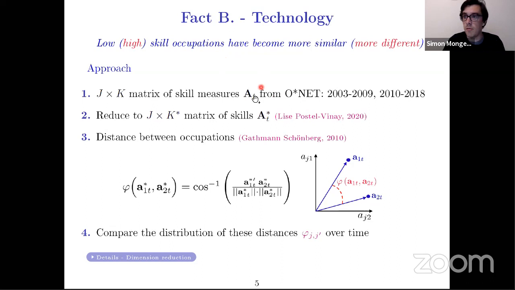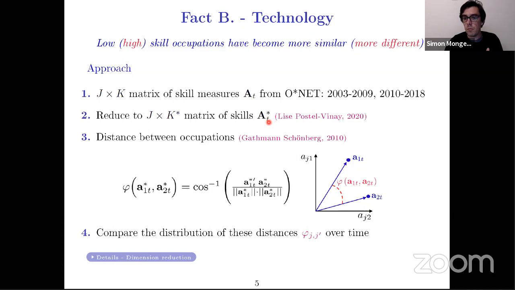You get this massive matrix of J occupations by K skills. We're going to shrink it using dimension reduction techniques, following the really nice approach by Lise and Postel-Vinay, down to a J by K star matrix. So as opposed to 250 plus skills, we're going to have four skills, which roughly correspond to the non-routine cognitive, non-routine manual, and other skill categories from Acemoglu and Autor. The rows of this matrix are the skill vectors for each occupation. Then we're going to compute a distance measure between these vectors of skill inputs, following the nice paper by Gathmann and Schönberg. So consider, I had just a two-dimensional vector of skill.